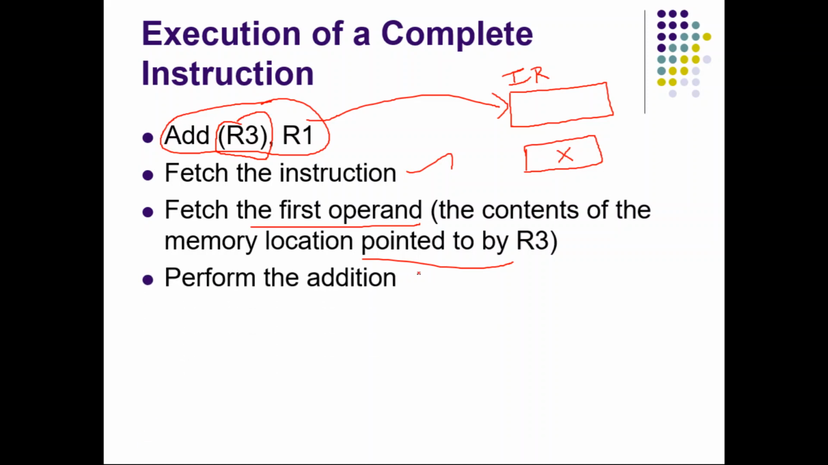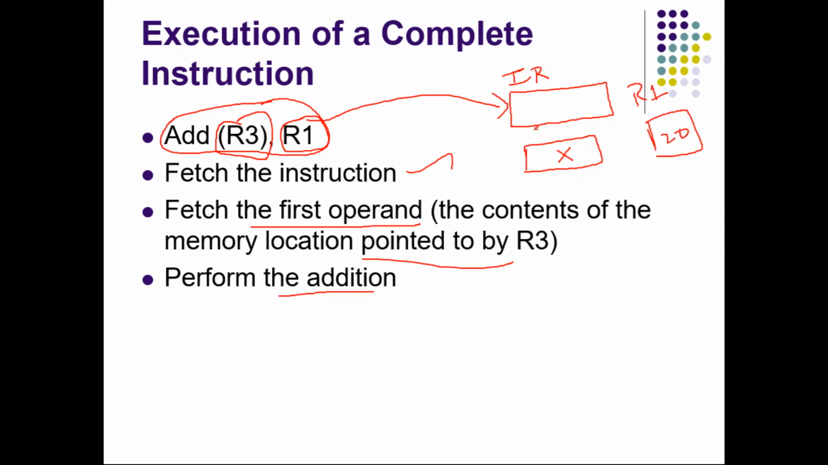Okay, then perform the addition. Where is R1 available? R1 is already inside the CPU only. R1 is a register. R1 is already available inside the CPU, and it is understood that R1 already contains some value. In our case it may be 20.